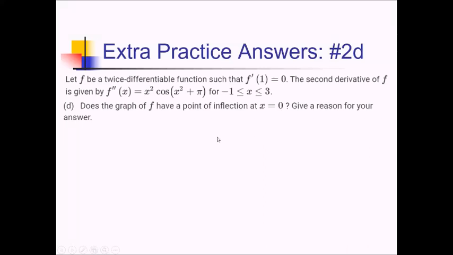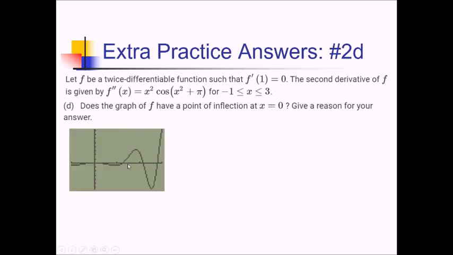On this problem part, we want to know if f has a point of inflection at x equals 0. Well, to figure this out, let's take another look at that graph of f double prime that we did in part A. So there it is again. You can look at it on the calculator.